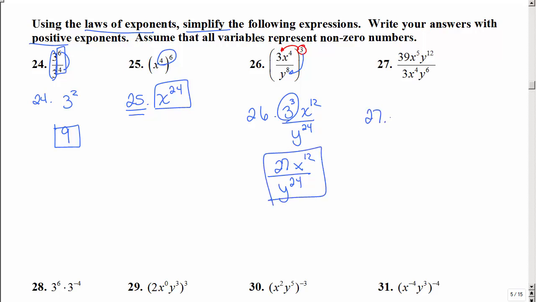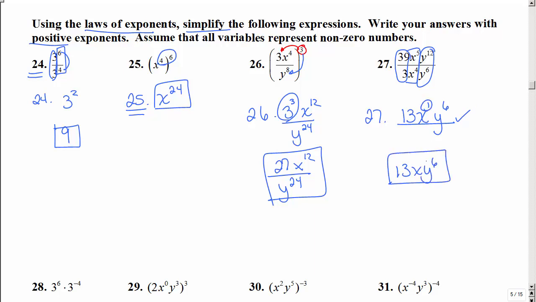On number 27, we have a fraction. So we're going to go back to the rule where if you divide with the same base, you keep the base and subtract the exponents. But we also want to remember, how do we reduce fractions? Well, 3 goes into 39 13 times. That's the same base, so keep the x, subtract the exponents, that's a 1. The y's are the same, keep the base, subtract the exponent. Now that's okay. A lot of teachers don't like you to put that 1 there.